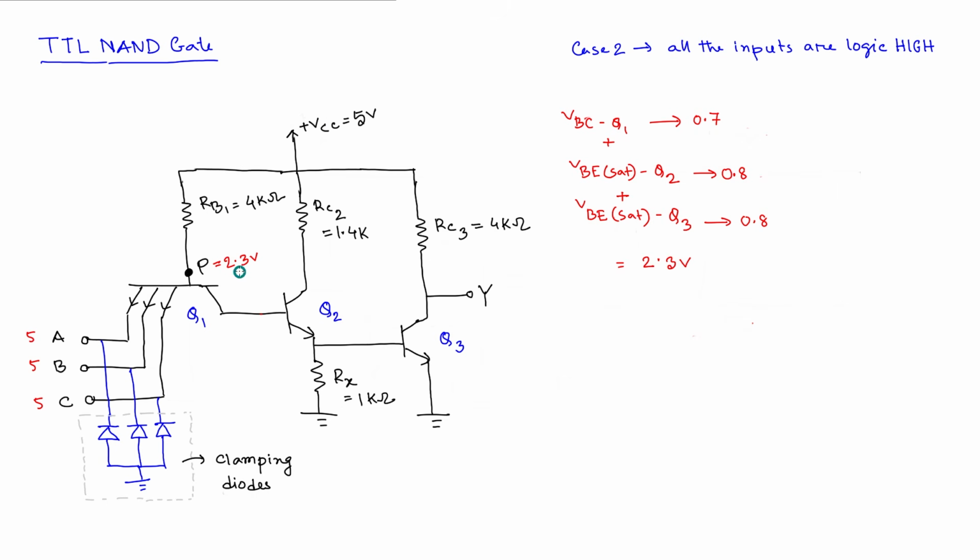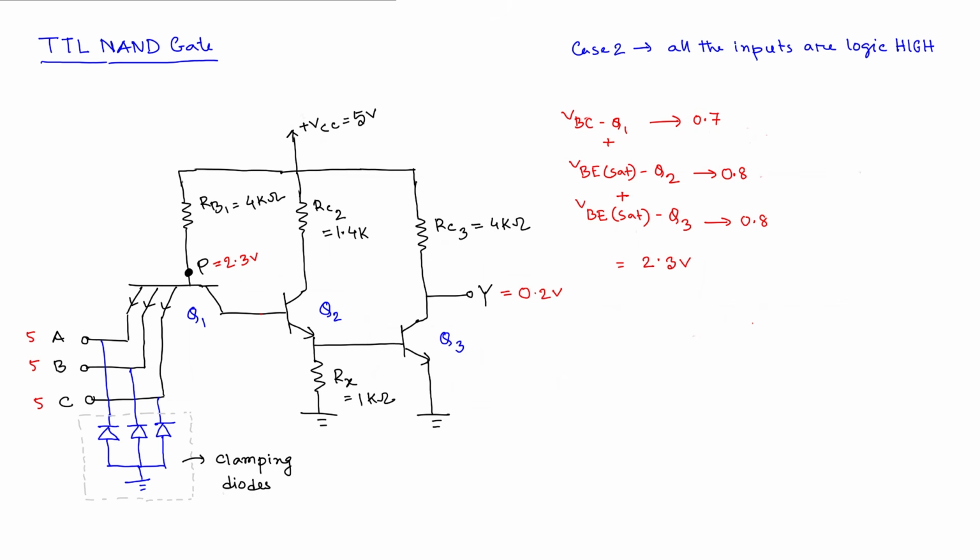So 5 minus 2.3 divided by the resistance will be the current flowing through the base. As a result, this is in reverse active mode, this particular transistor is in saturation, and Q3 is also in saturation. And we know if a transistor is in saturation, the collector to emitter voltage is 0.2, from our earlier explanation. So whenever all the inputs are high, 5 volt, the output should be 0.2 volt.